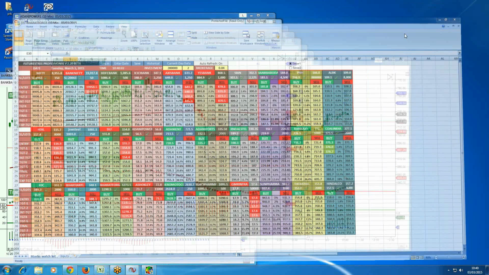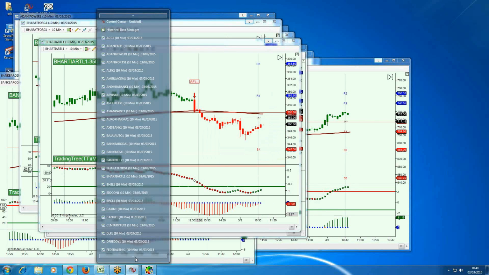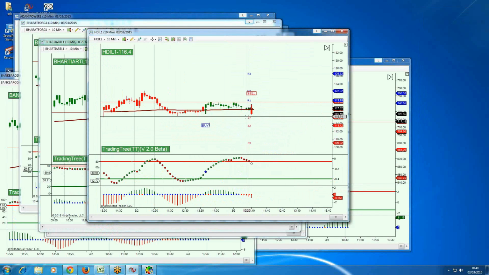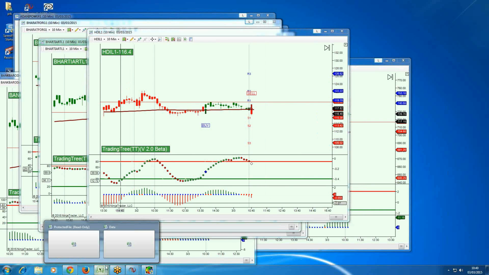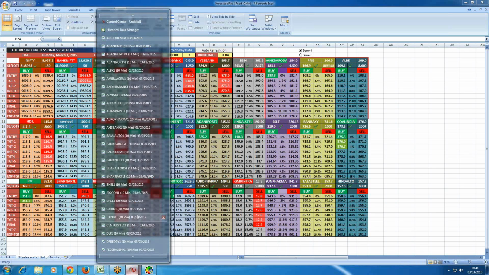So I have some calls on Tradingtree. That's what I was talking about, HDIL. So HDIL, you have that sell call. You can short it at 115.80. But since you already have Futurestree, we have already made our profits here. So usually this is what happens. You get the call initially on your Futurestree, and then since you know the trend, you should be able to trade better.